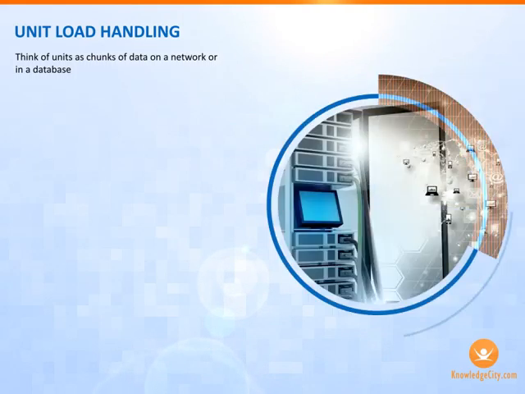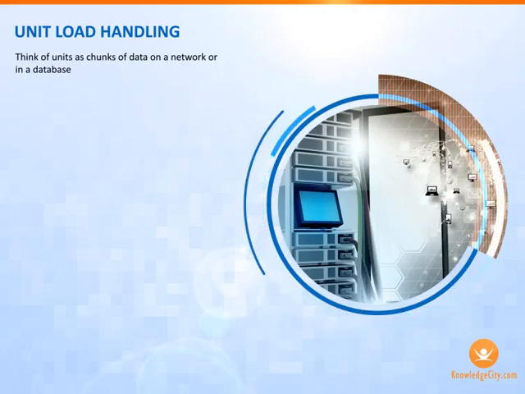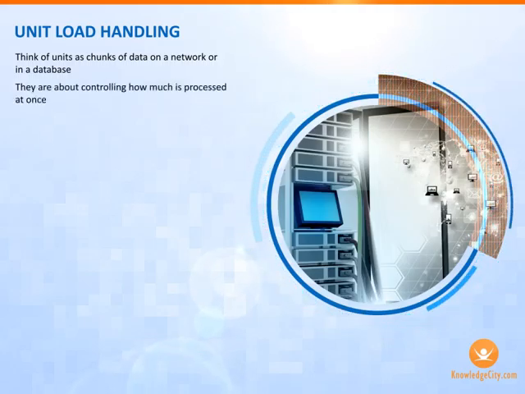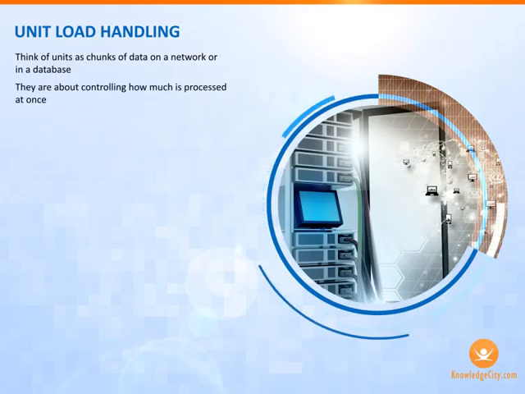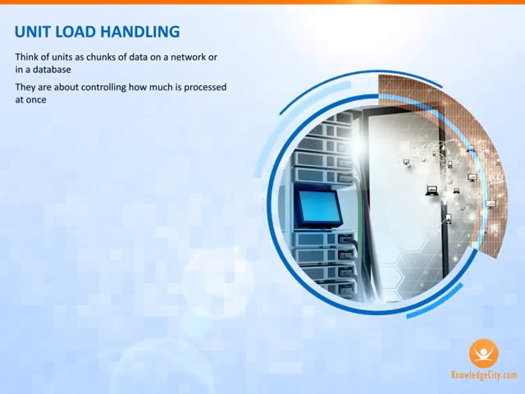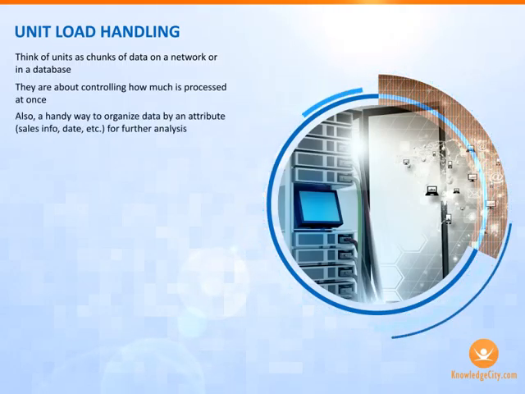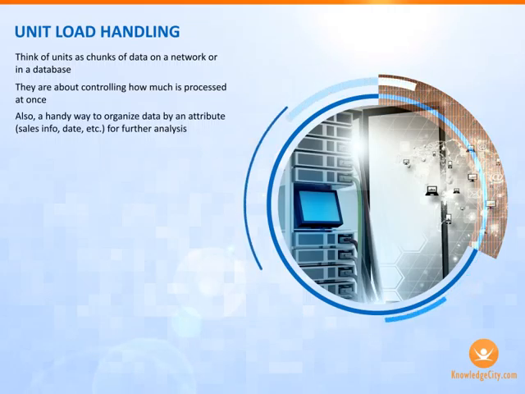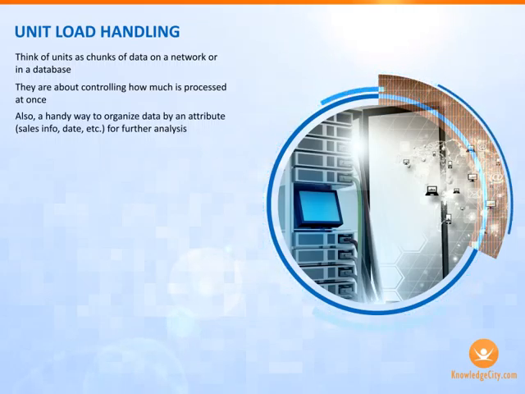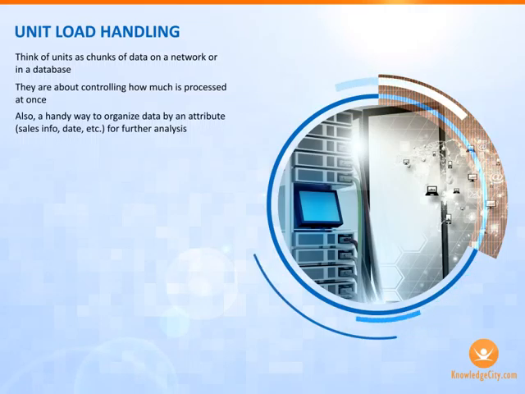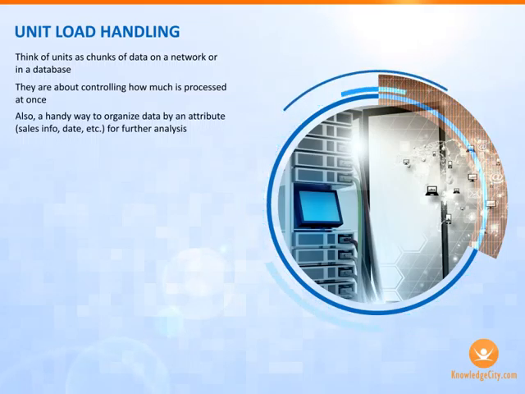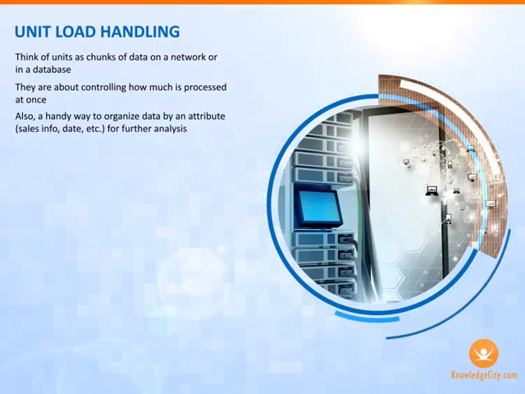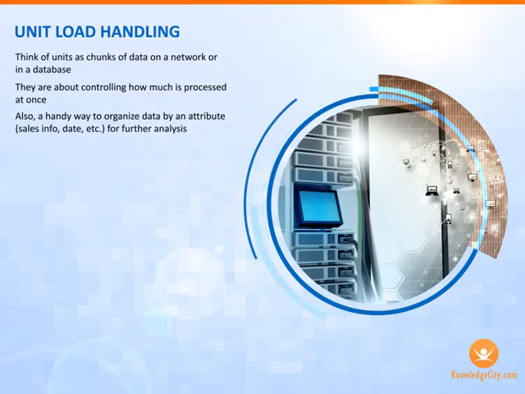Now, you can see the value of unit load handling. It is about controlling how much data is processed at once to mitigate the risk of system lag or downtime. It is also a handy way to organize data by an attribute, like sales info or date, for further analysis. You can also group data by a metadata attribute, such as date or type of data contained inside.